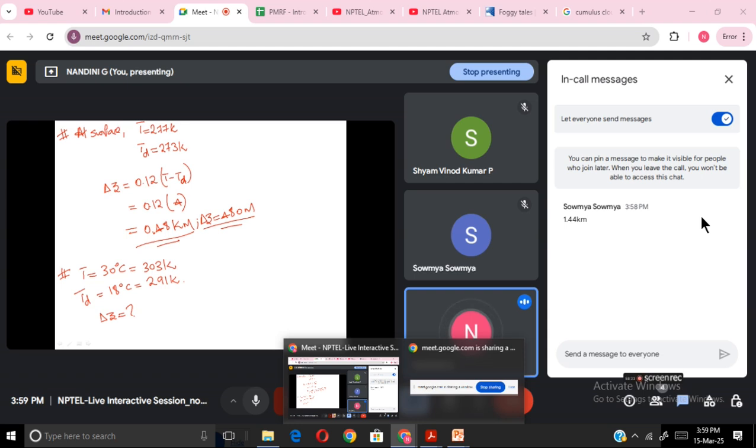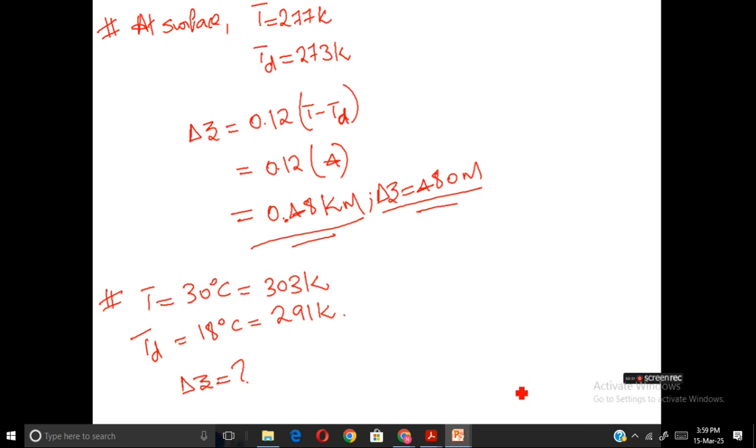It will come around 1.44 kilometer or approximately 1.5. So the value will be approximately 1.44 kilometer or 1.5. So that is the height at which the clouds will form.